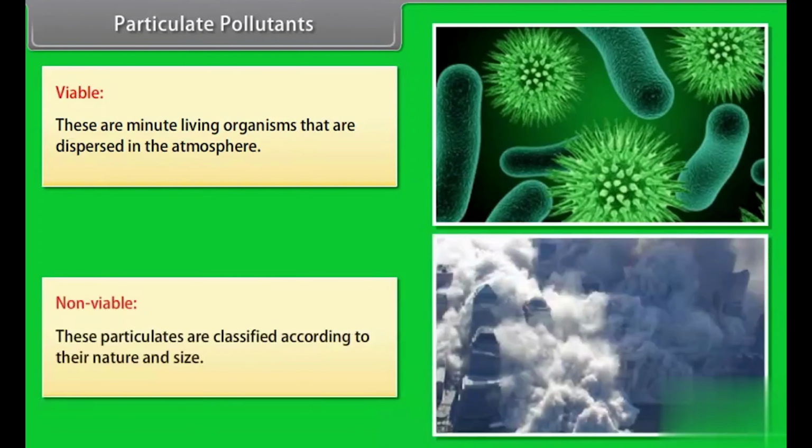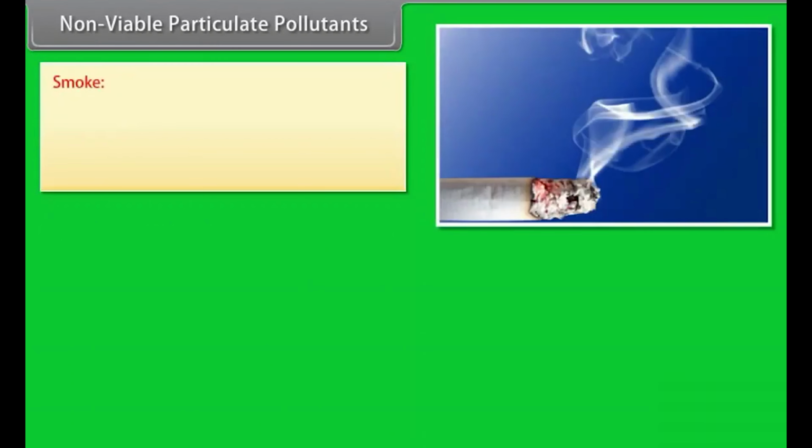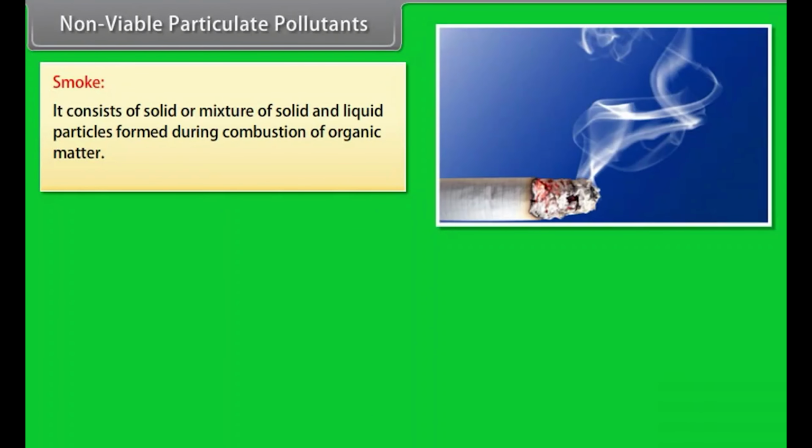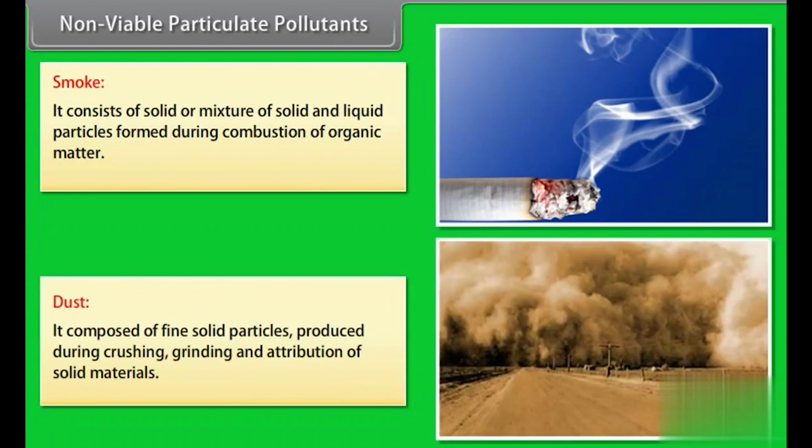Non-viable. These particulates are classified according to their nature and size. Non-viable particulate pollutants. Smoke. It consists of solid or a mixture of solid and liquid particles formed during combustion of organic matter. For example, cigarette smoke, smoke from burning of fossil fuel, oil smoke, etc. Dust. It is composed of fine solid particles produced during crushing, grinding and attrition of solid materials. For example, dust from woodworks, pulverized coal and fly ash from factories, dust storms, etc.